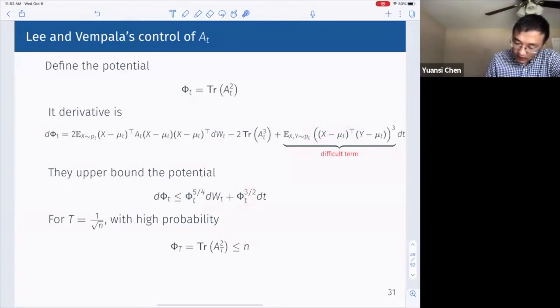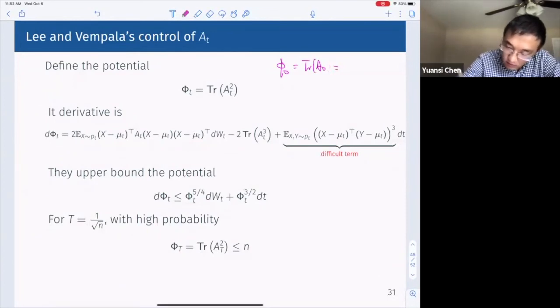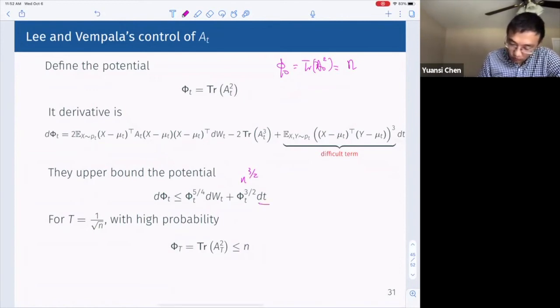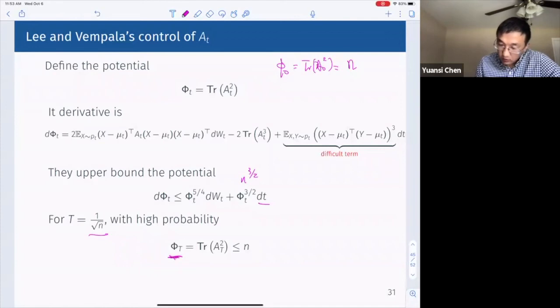And now you can see that phi_0 is the trace of A_0 squared. For an isotropic log-concave density, you start with phi_0 of order n, right? So here you have order n to the 3/2. So to keep this phi_t always of order n, you can only run it to time t equal to 1/√n. So basically you can control this phi_t up to t equal to 1/√n, and you can keep this phi_t always of the order of the original density.